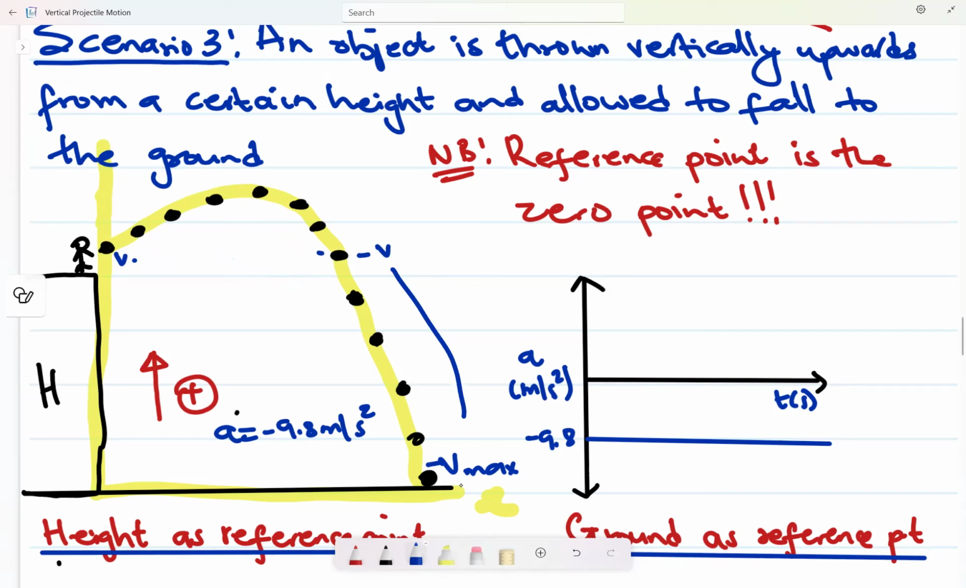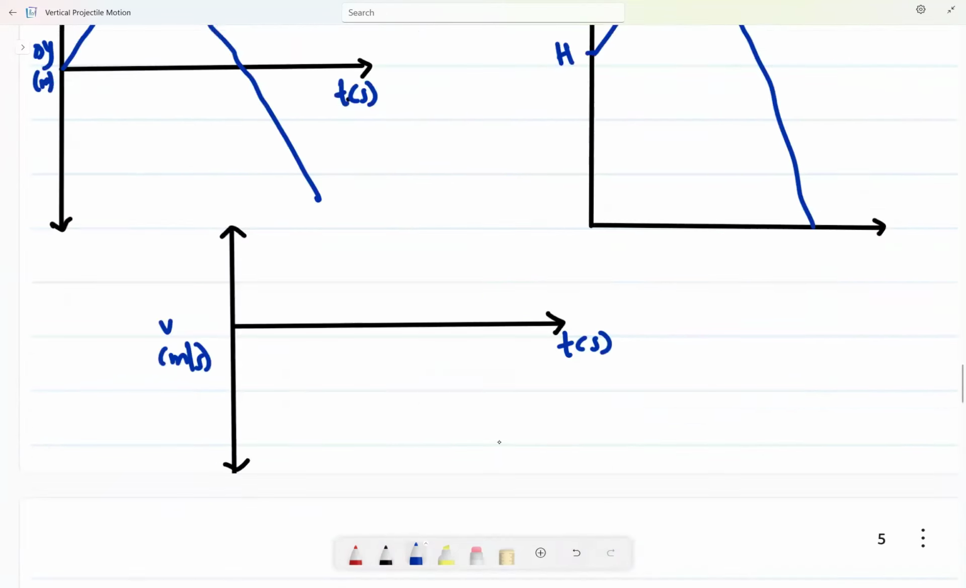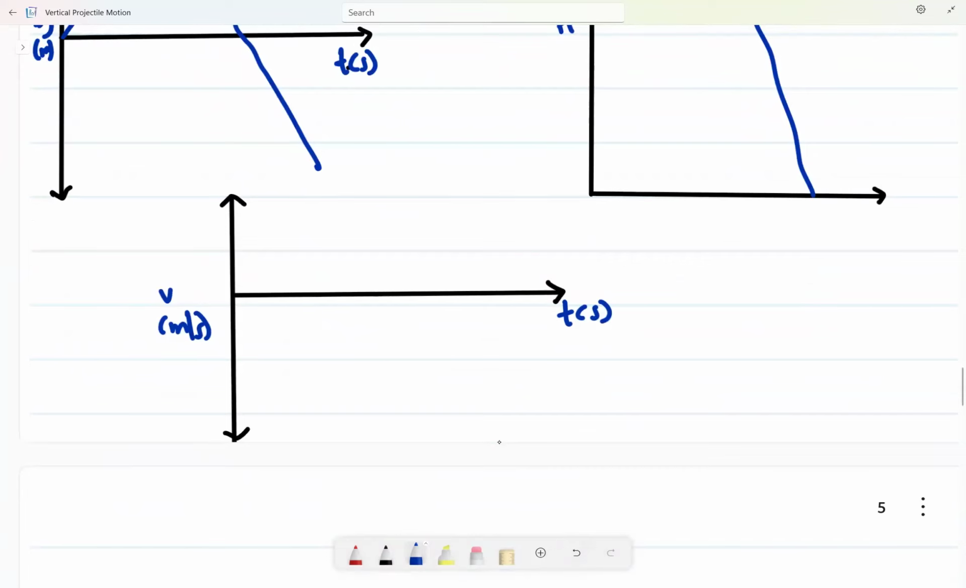Then as it goes down, the velocity will increase more, but in the opposite direction. This is what the graph tells us. Velocity increases as you go down, right? So it means we start at velocity v. But what happens as we move upwards like that? We're going to have a trajectory like this.